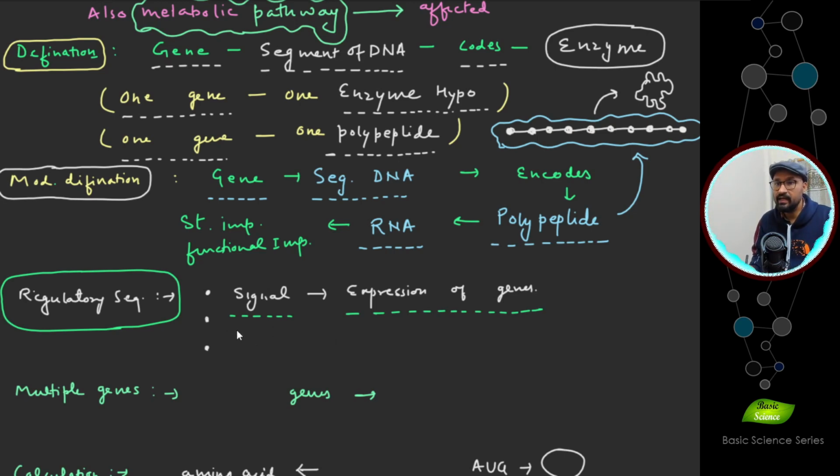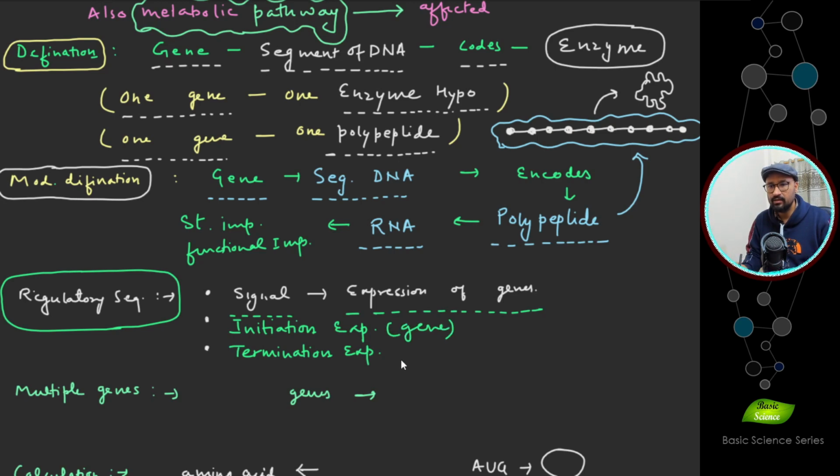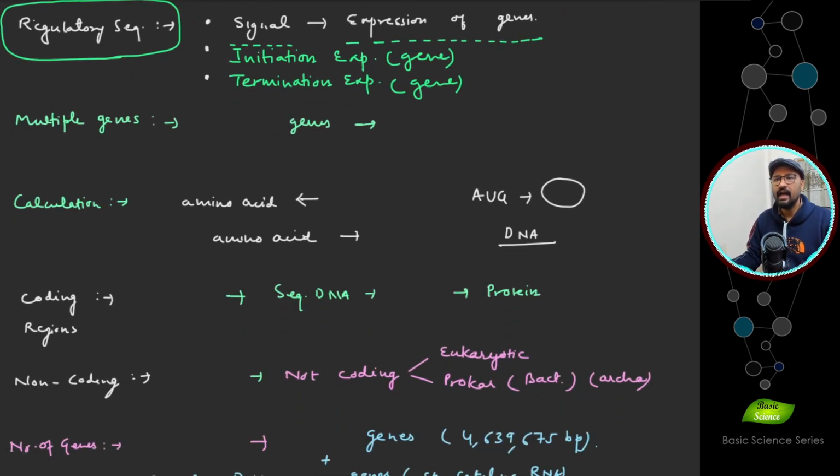So they can be involved in the initiation of the expression, or they can be involved in termination of the expression. Expression here, I'm writing, is basically nothing but gene expression. Correct? So this is important, that we do have regulatory sequences, and that is not being included in the definition of the gene. That is why I intentionally added that. So I'm moving down. So this is covered.